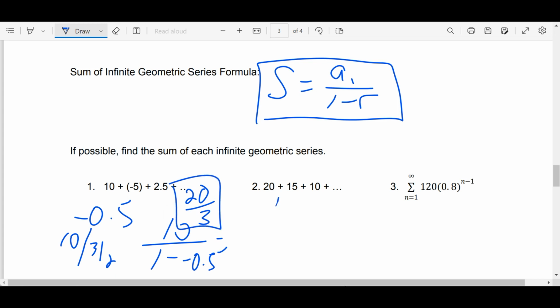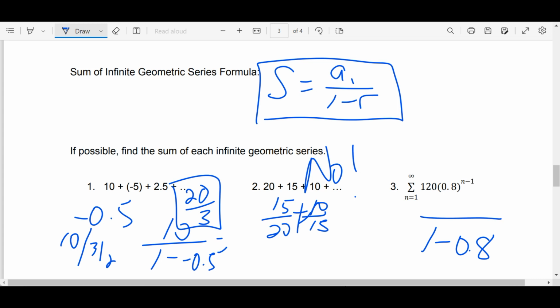This one right here, 15 over 20, 10 over 15 are not the same, so we can't do this one. This is not a geometric sequence. No, not a geometric sequence. That's why we check that, just to make sure it is. Okay. So here we got n equal to 1 all the way to infinity. We have an r of 0.8, so I'm going to put that on the bottom. Your first term, when you put 1 in for n, you'll get 20. So you get 120 over 0.2, which will get you 600 for the answer.